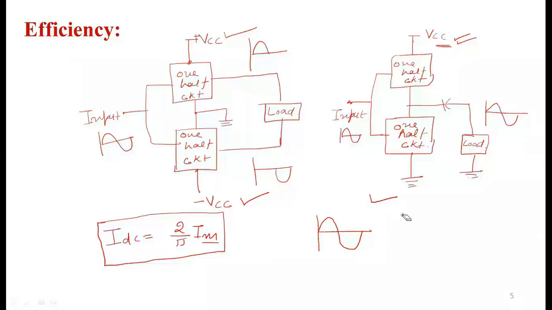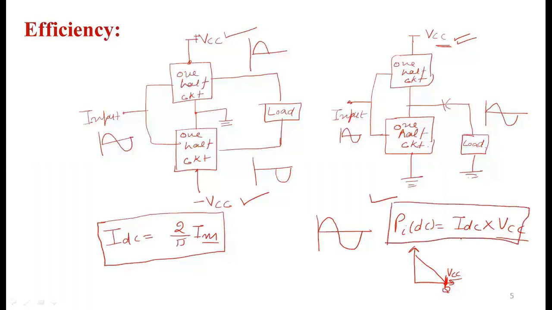Hence, the DC power which is taken from the power supply, we can write as PiDC is equal to IDC into VCC. Here we have written VCC since at the Q point the value of voltage is VCC. Since the Q point is at cutoff point, as we remember, when we see the output characteristics, here we have the Q point. So at this Q point, the value of the voltage is VCC. So we can write the input DC power PiDC is equal to IDC into VCC.